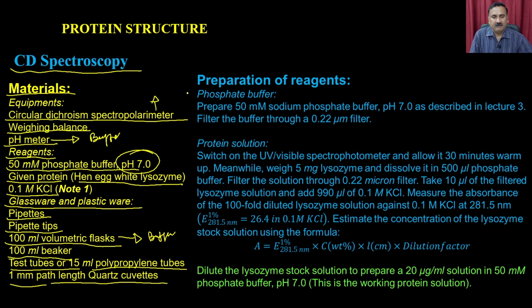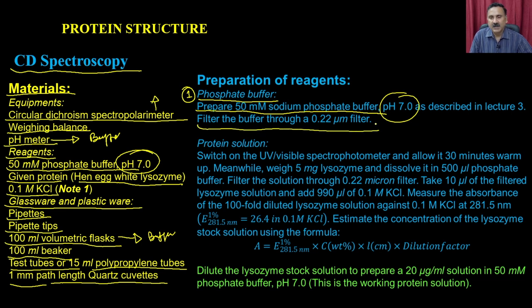You have to prepare the different reagents. For the first reagent, prepare a phosphate buffer: prepare 50 millimolar sodium phosphate buffer pH 7 and filter the buffer through a 0.22 micron filter. And if you want to learn more about how to prepare buffers and what precautions you should take, you can see my MOOC course called Experimental Biotechnology.